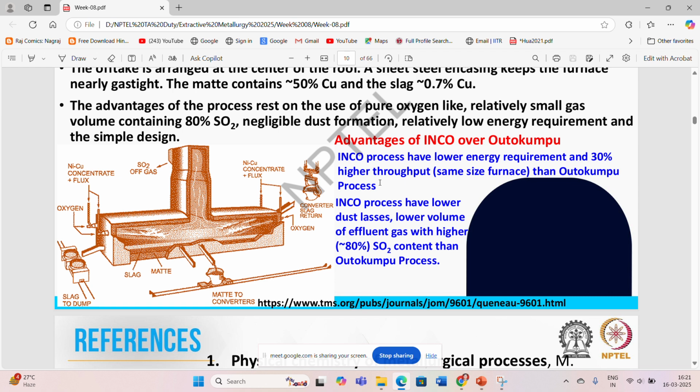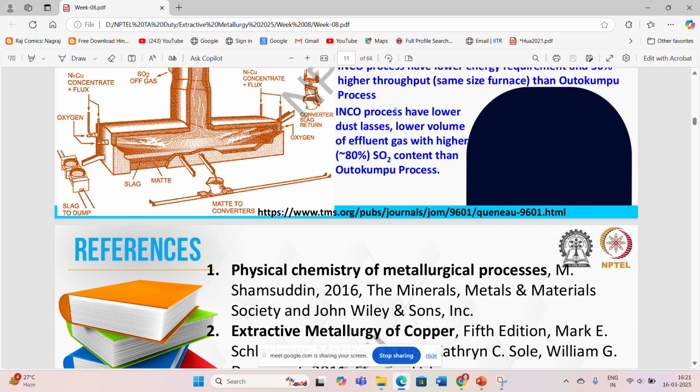So it is creating more and more exothermic reactions during the processing itself. So we need lower energy requirement via fuel and via other fuels, and 30% higher throughput in the same size furnace than the Outokumpu process. Then the Inco process has lower dust losses and lower volume of effluent gas because we are not providing the nitrogen. We are not using air for the oxidation roasting process.